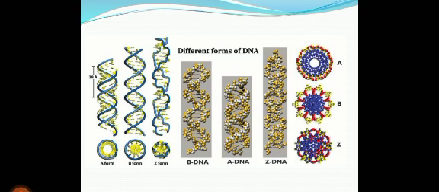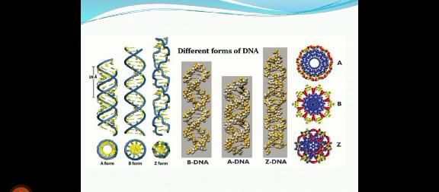Second is A DNA. A DNA is a right-handed helix. The number of base pairs present in each turn is 11, and A DNA forms contain two grooves, major and minor. Major is narrow and deep, and the other, the minor groove, is wide and shallow.